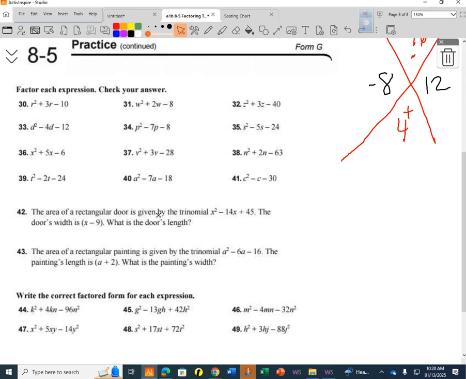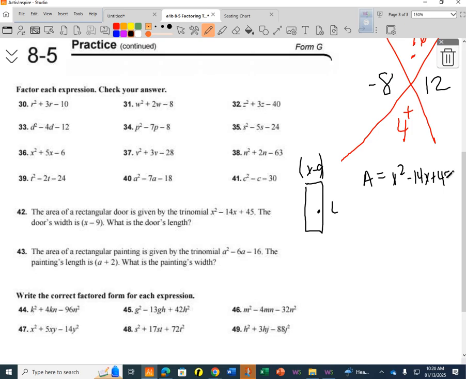All right, it says the area of a rectangular door is given by the trinomial x squared minus 14x plus 45. The door's width is x minus 9. What is the door's length? So, rectangular door, we know the width is x minus 9, and we want to know the length. So far, so good? What they tell us is the area is x squared minus 14x plus 45.